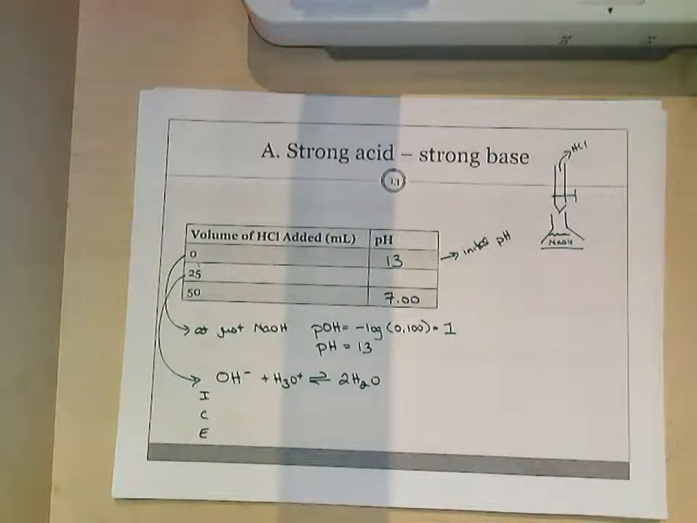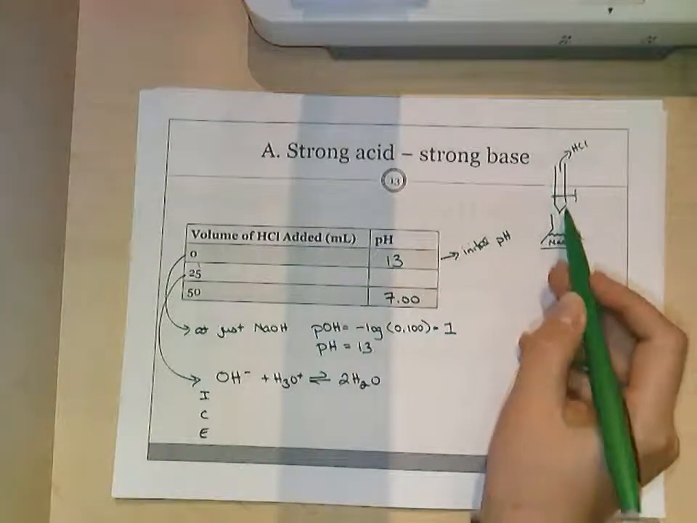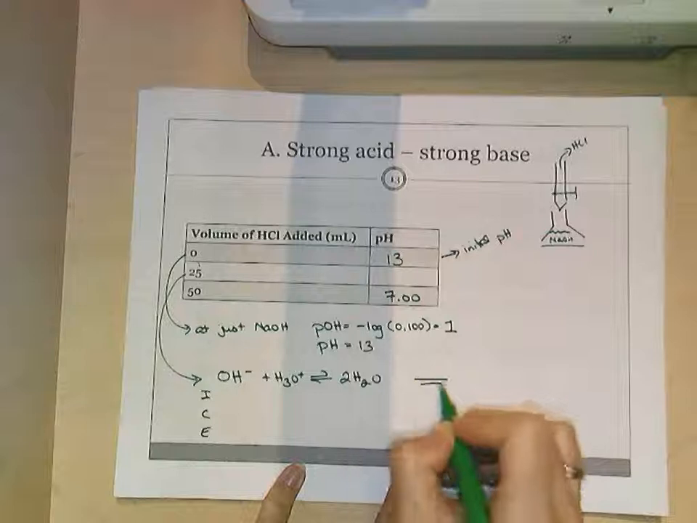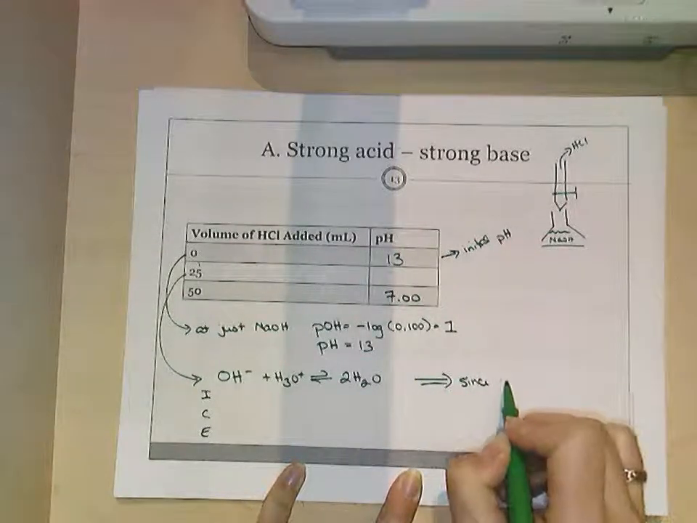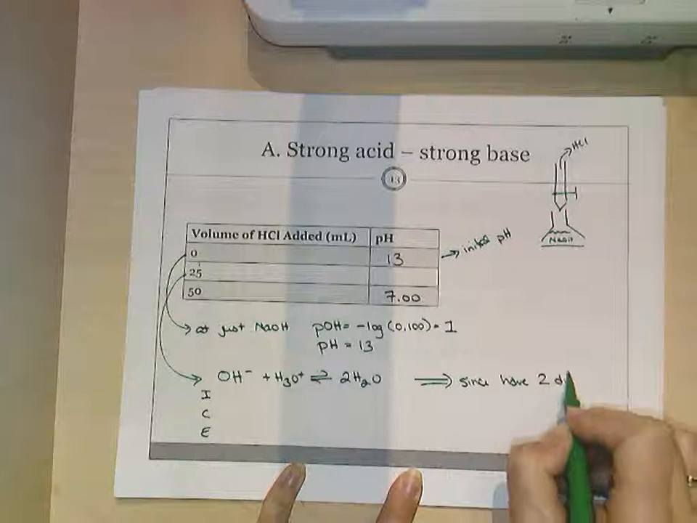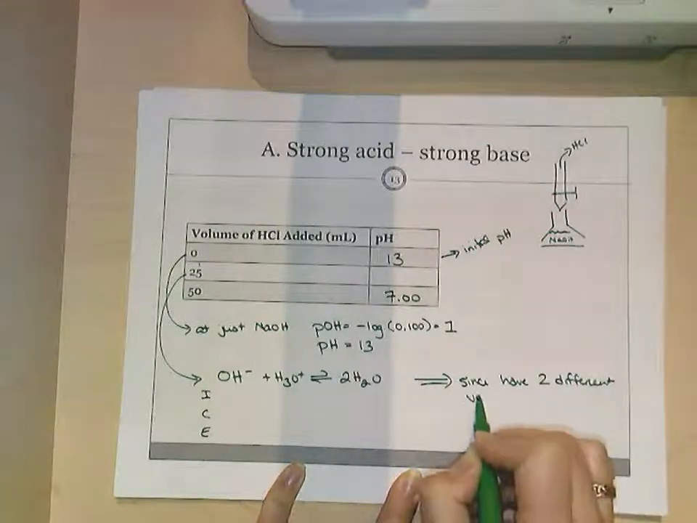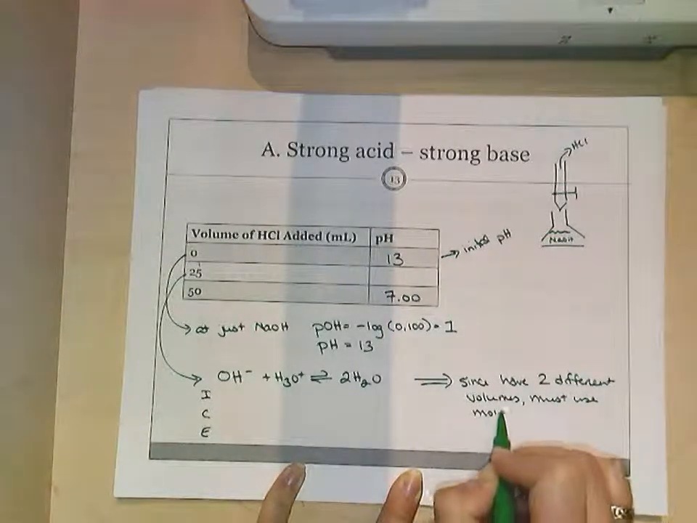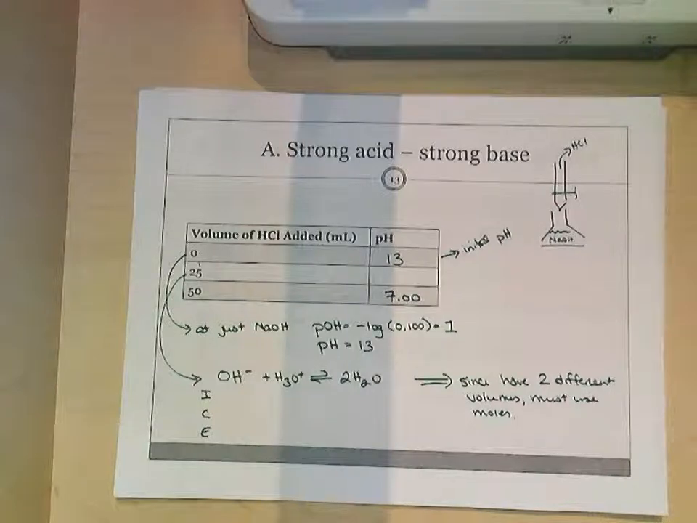No, because we have 2 different volumes, right? Because I have 50 milliliters in here and I've added 25 of that. So I can't use the same volume, right? They wouldn't cancel out in any kind of equation. So how do I get rid of the volume issue? We're going to move to moles. So I have two different volumes in there. I can't just use the molarity.